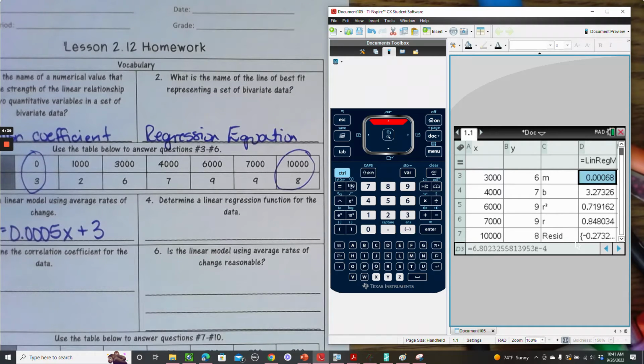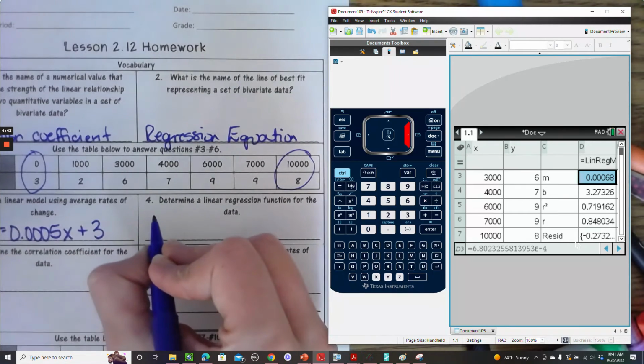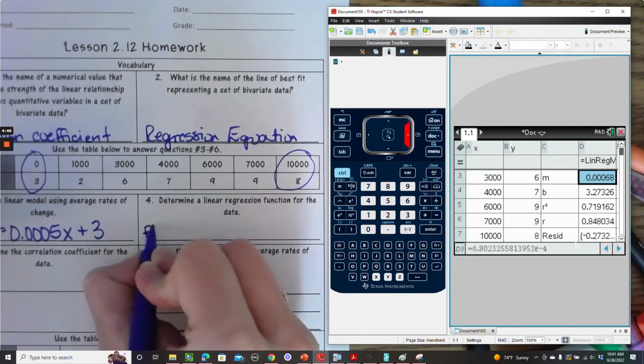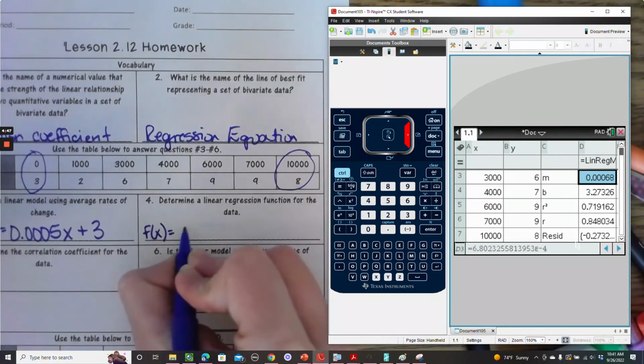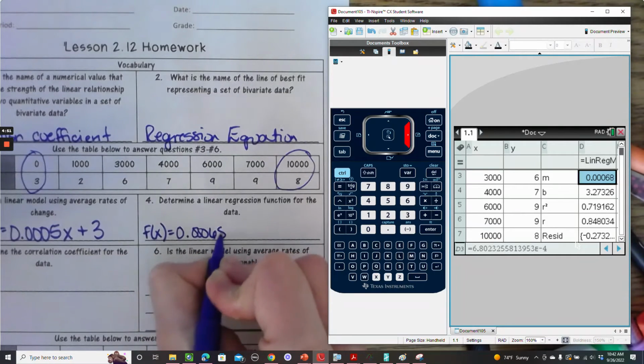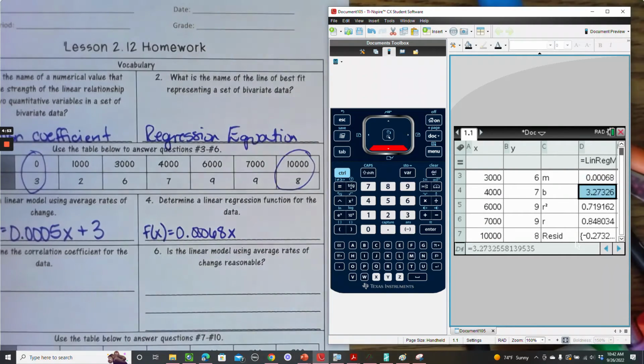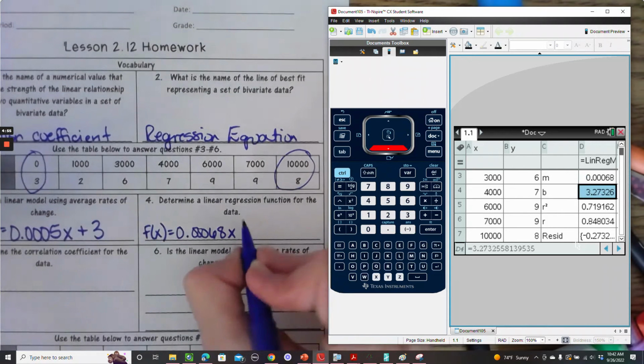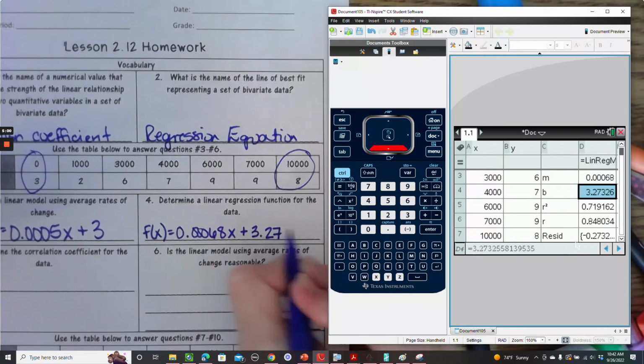All right, the M value, that's what this starts with. So f of x equals 0.00068x. And then the b value, that's what's added to the end, plus 3.27326.